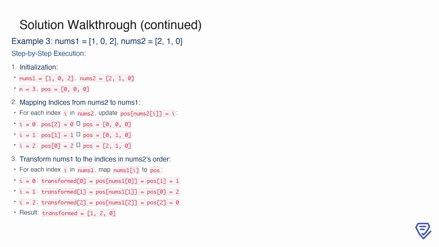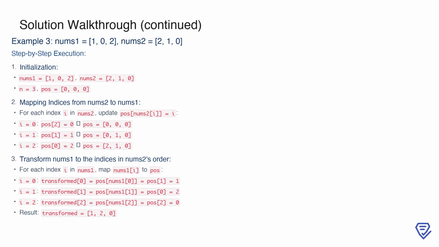For I equals 0, nums2[0] is 2, so POS[2] becomes 0. For I equals 1, nums2[1] is 1, so POS[1] becomes 1. For I equals 2, nums2[2] is 0, so POS[0] becomes 2. The position array is now updated to [2, 1, 0].